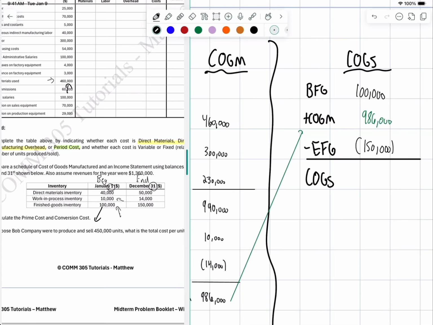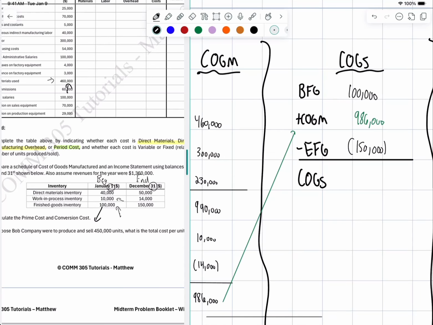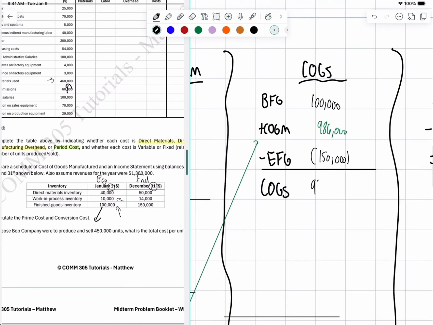All right, 936, yes. Or actually, you know what? Let me just make sure my calculations are right. Let me do it on my Excel right next to me. 100,000 plus 986,000. That's 1,086,000 minus 150. 936, yeah, perfect. So our cost of goods sold is 936.